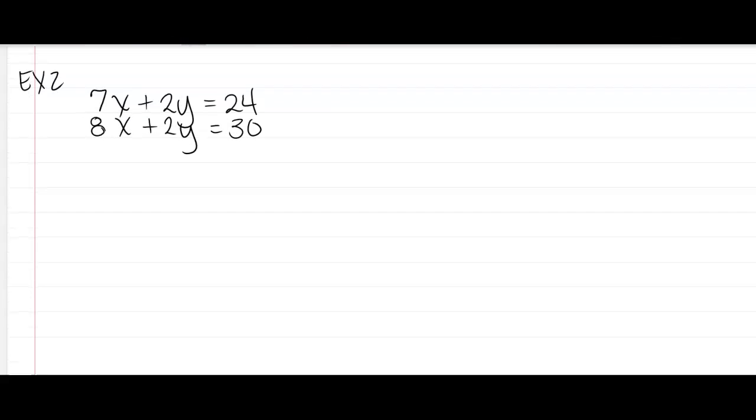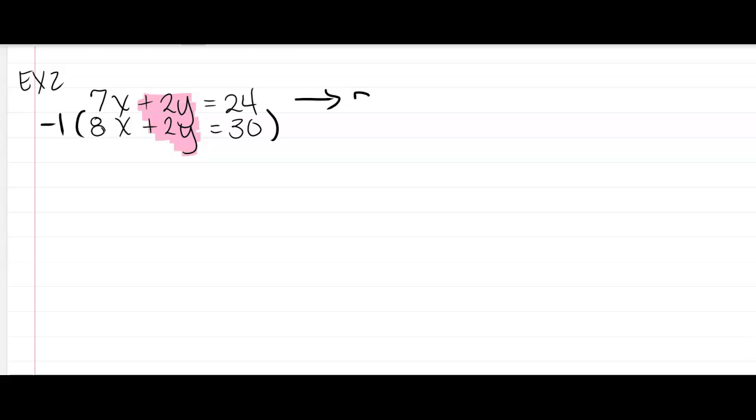Okay, let's do a different example where we have 7x plus 2y equals 24, 8x plus 2y equals 30. In this case, we don't have complete opposites, but we have these two terms that are exactly the same. So we're going to multiply one of the equations by -1. I'm going to multiply the bottom one by -1.